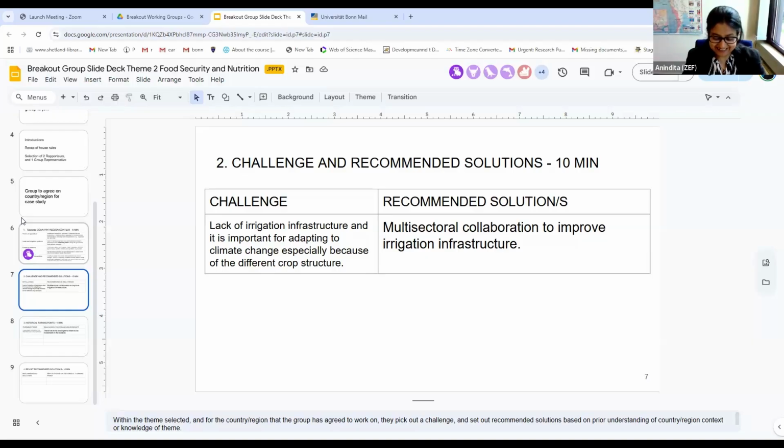The major challenge is that we are depending on rain-fed agriculture. And as we all know, the globe is having a challenge of climate change. So depending on rain to feed the crops is becoming a very big problem. To solve this, we think that multi-sectoral collaboration to improve irrigation infrastructure would help the situation. Thank you.